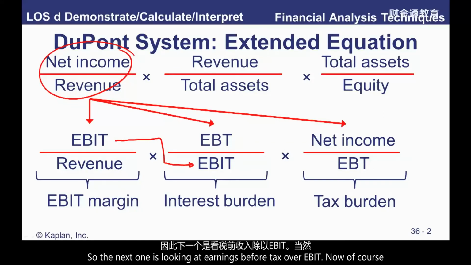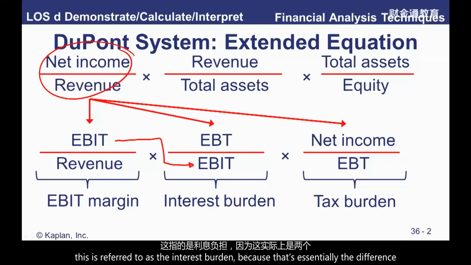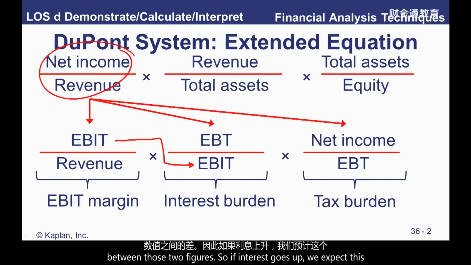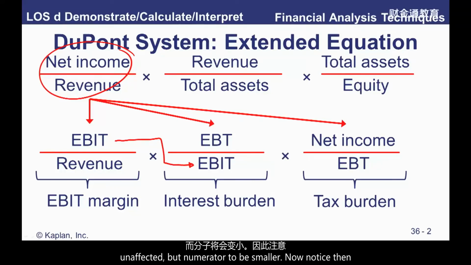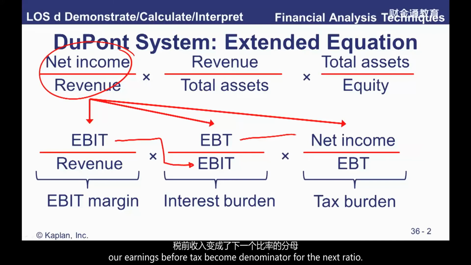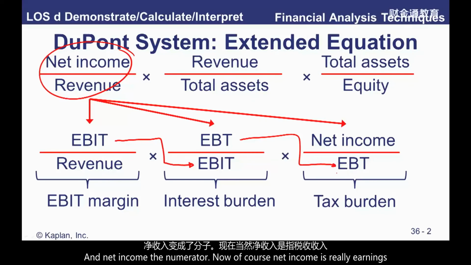So the next one is looking at earnings before tax over EBIT. Now, of course, this is referred to as the interest burden because that's essentially the difference between those two figures. So if interest goes up, we'd expect this ratio to be affected. We'd expect the denominator to be essentially unaffected, but the numerator to be smaller. Now notice then, our earnings before tax becomes the denominator for the next ratio, and net income the numerator.